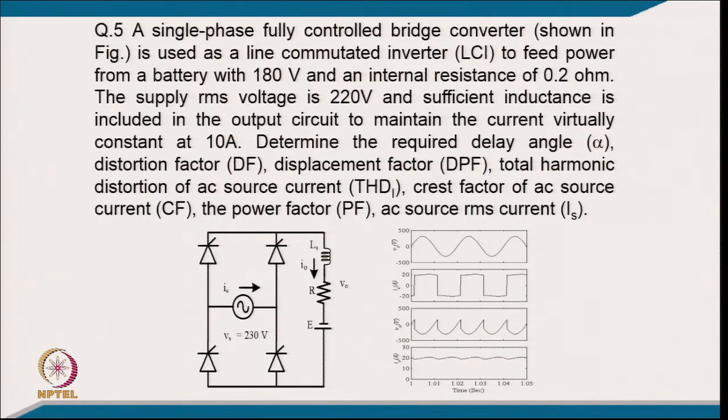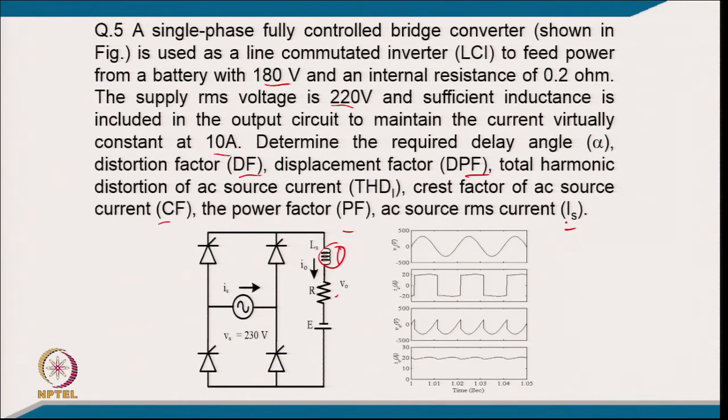Coming to another example, single phase example number 5. A single phase fully controlled bridge converter shown in this figure is used as a line commutated inverter to feed power from a battery of 180 volt with an internal resistance of 0.2 ohm. The supply RMS voltage is 220 volt, and sufficient inductance is included in the output circuit to maintain a virtually constant current of 10 ampere. Determine the required delay angle of the thyristor, the distortion factor, displacement factor, total harmonic distortion of current, crest factor of current, power factor, and AC RMS current.